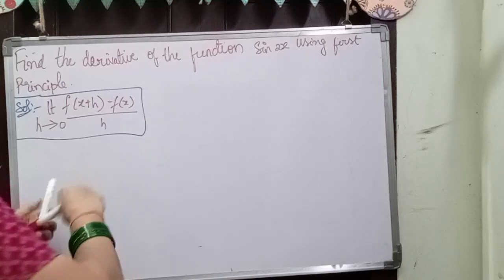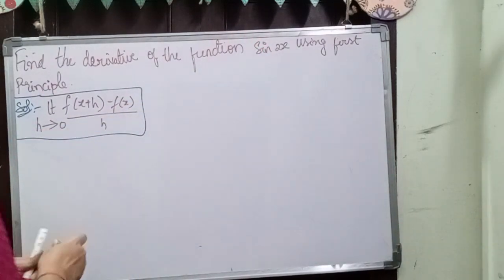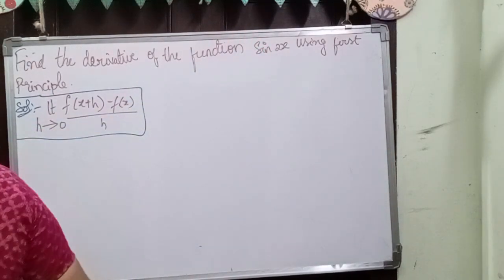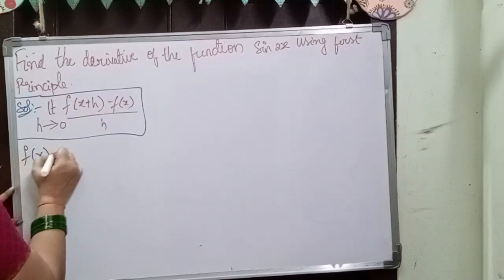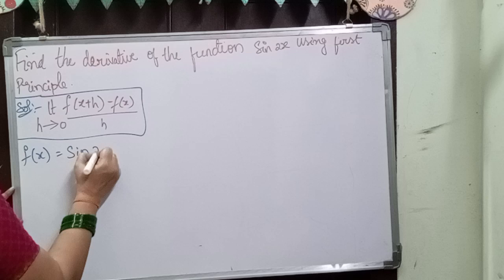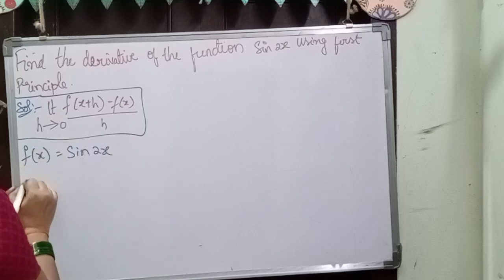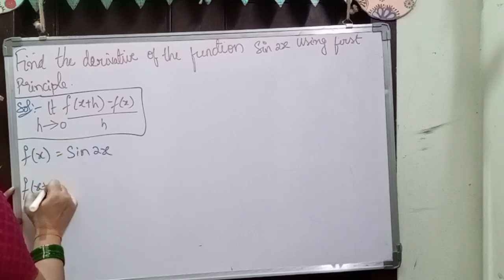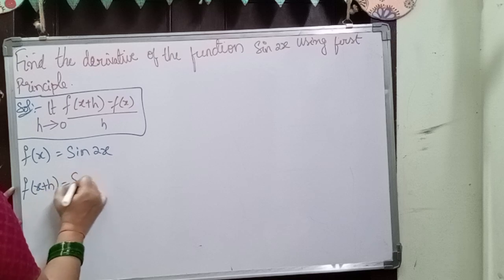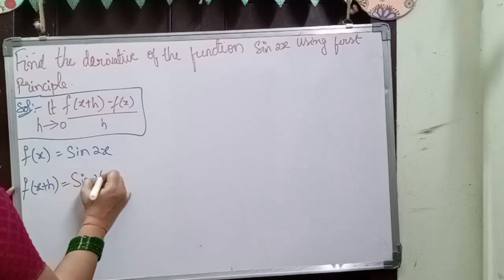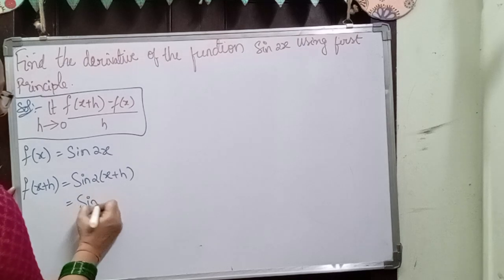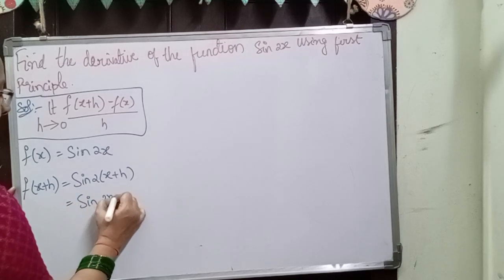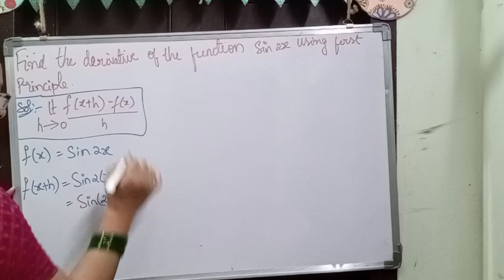Now using this we have to find the derivative of sine 2x. So f of x is equal to sine 2x. Then what will be f of x plus h? Sine 2 into x plus h. This is equal to sine of 2x plus 2h.